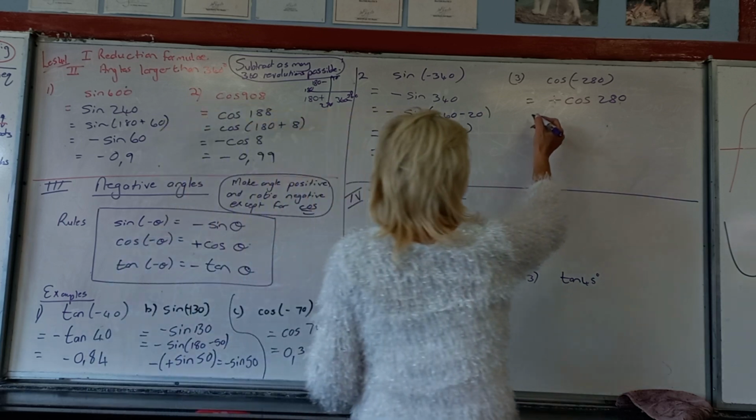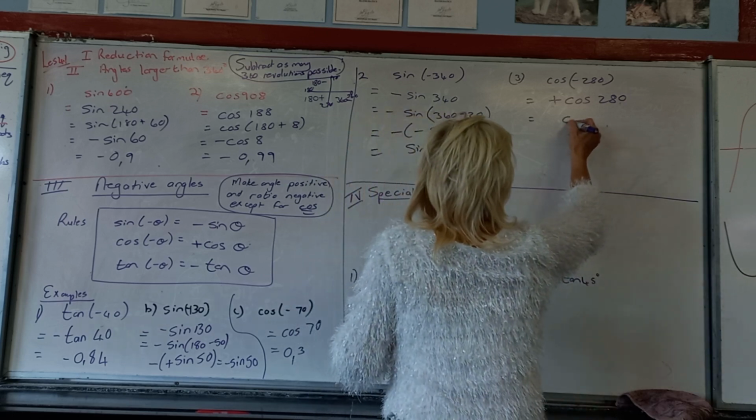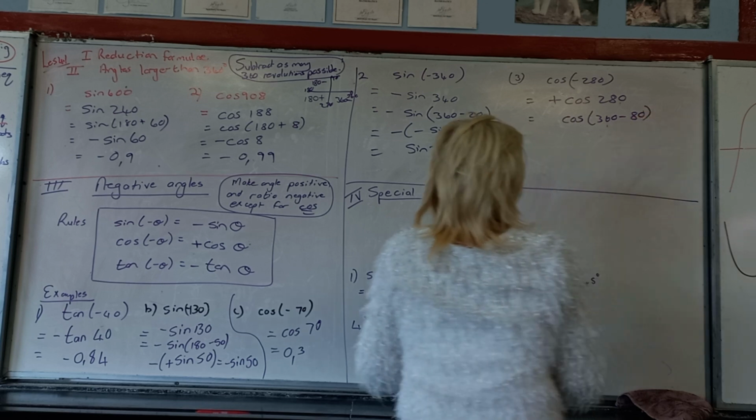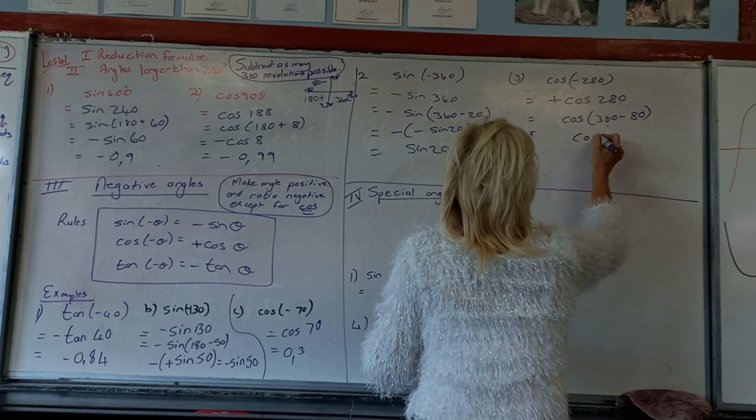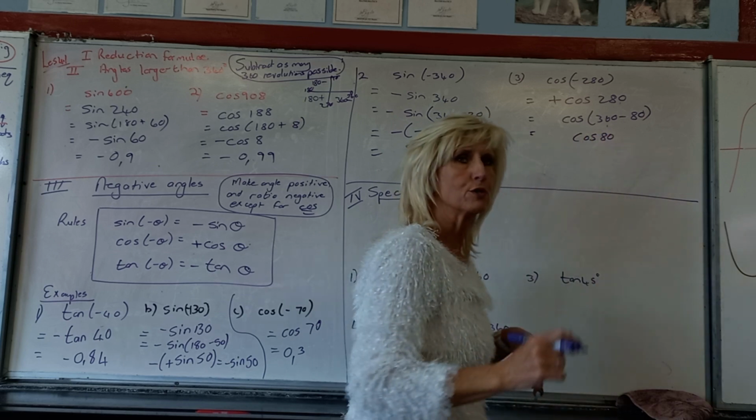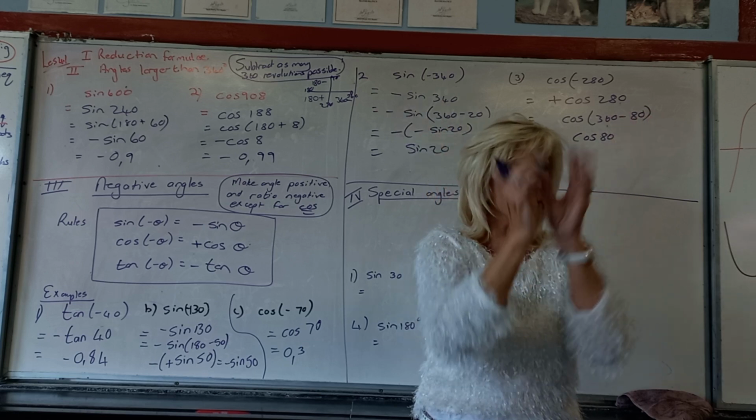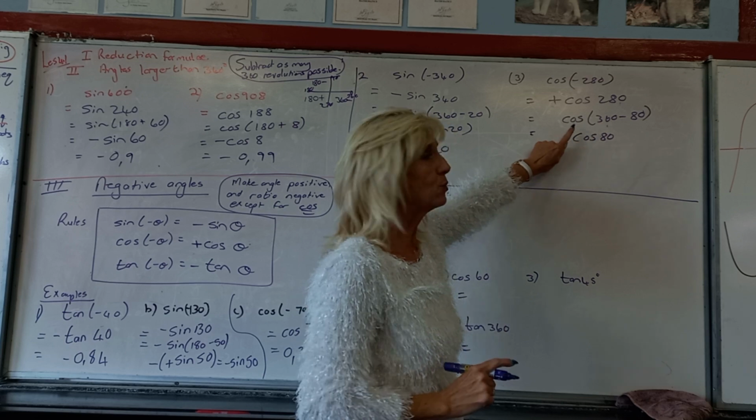And then 280, I've got to reduce to an acute angle by saying 360 minus 80. That's going to go poof. Are you with me? What goes poof? The 360 minus, that's the unit that goes away. 180 plus, 190 minus. So when it's gone, I must check in which quadrant am I?